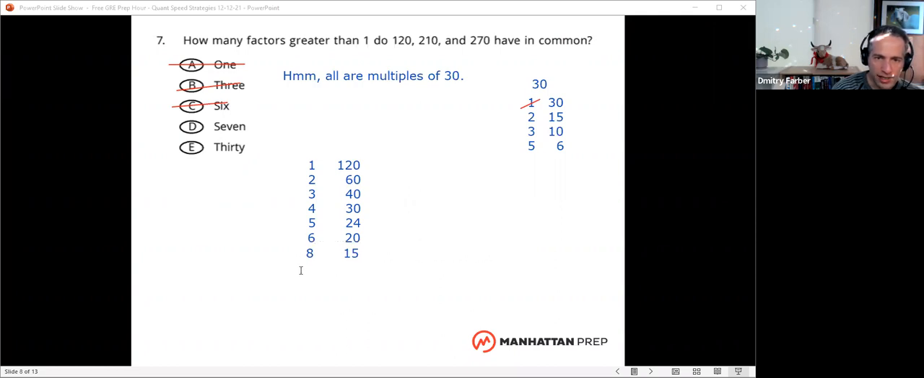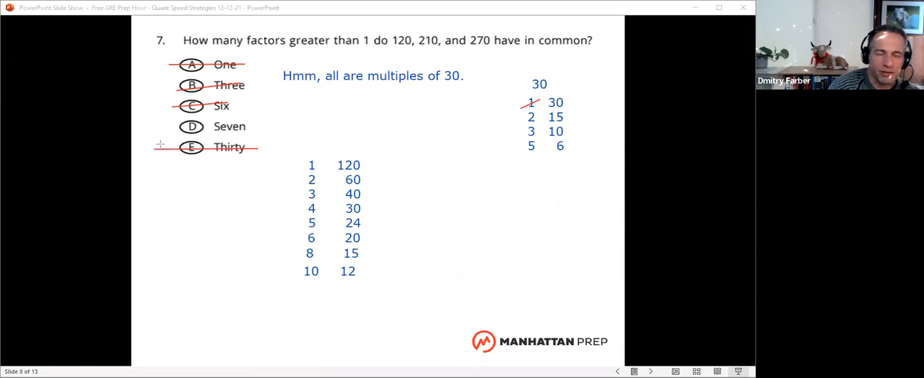Let's see, 9 doesn't go in. 10 and 12. And now look, I'm running out because the next number will be 12, and I've just done that. So this is the whole list. So I could now see which of these are in 210 and 270 if I hadn't done the other approach. But I can see also that there's nowhere near 30 factors in this entire number.